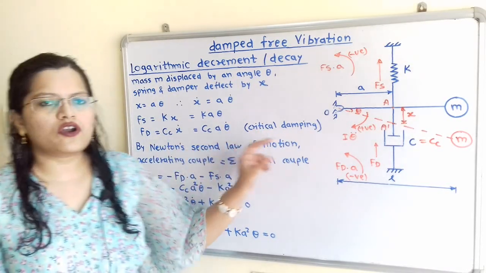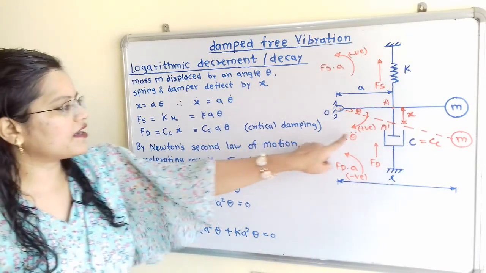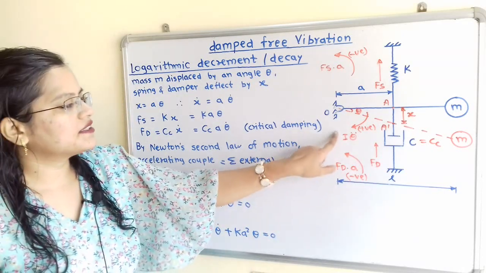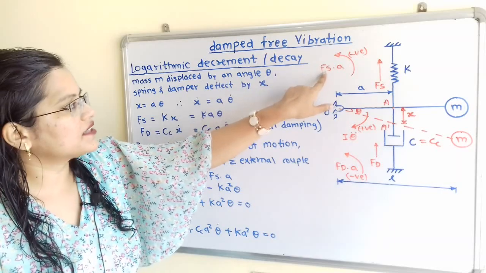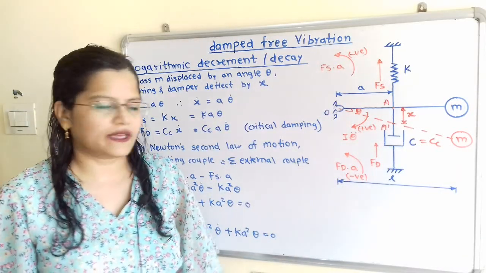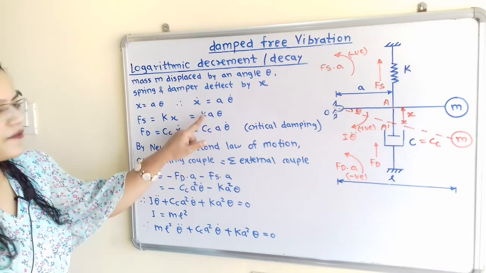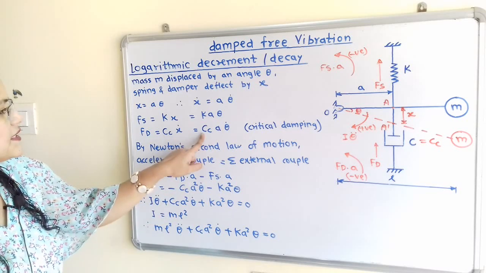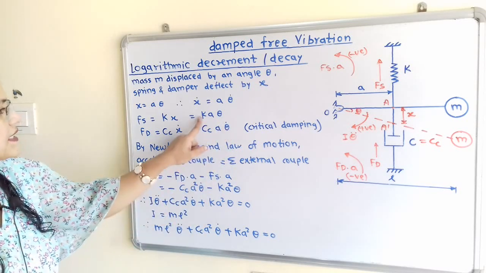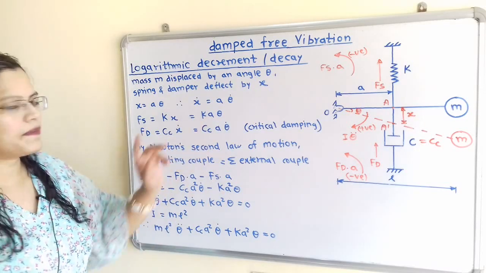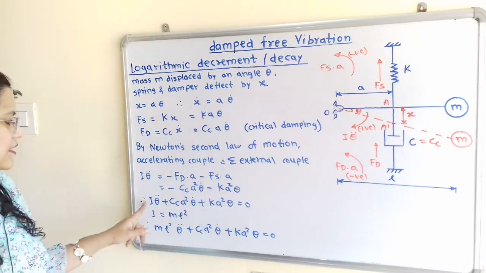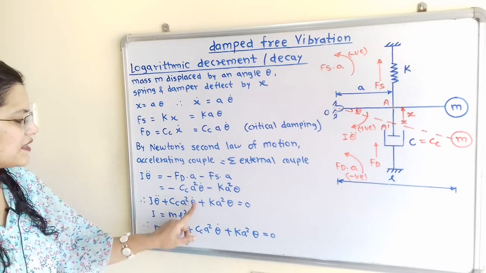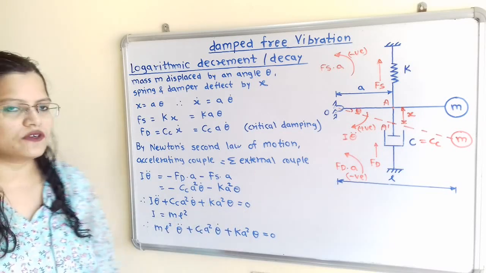Now by Newton's second law of motion, we can say that accelerating couple I theta double dot is equal to summation of external couple, that is this is having positive sign, which is equal to minus Fs into a minus Fd into a. So if we multiply these two forces with a, then it will become minus cc a square theta dot minus k a square theta, because a multiplied by a, we will write as a square. Now if we simplify this, then it will become I theta double dot plus cc a square theta dot plus k a square theta is equal to 0.